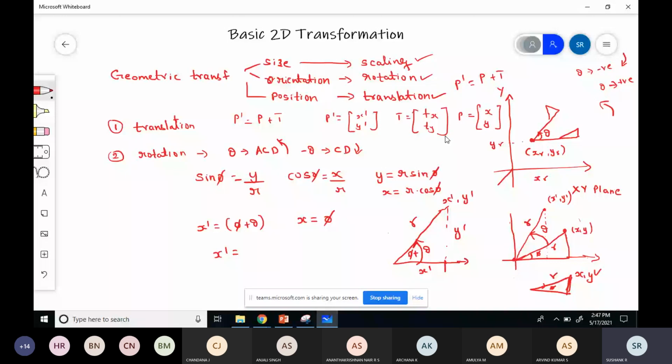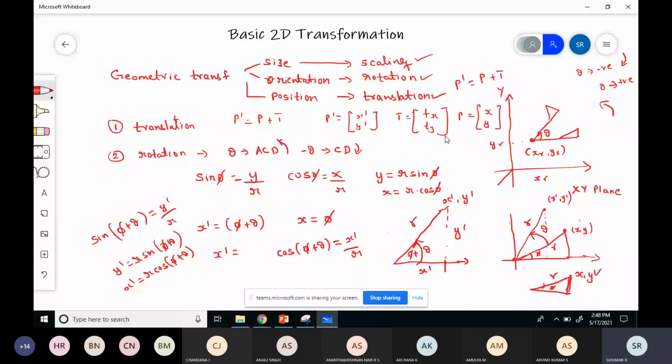So if I want to find cos, cos of phi plus theta is equal to adjacent, that is x dash by r. Again the same for sine also. Sine of phi plus theta is equal to y dash by r. So y dash will be r into sine of phi plus theta. So x dash will be r into cos of phi plus theta. So this is the equation which will be obtained.